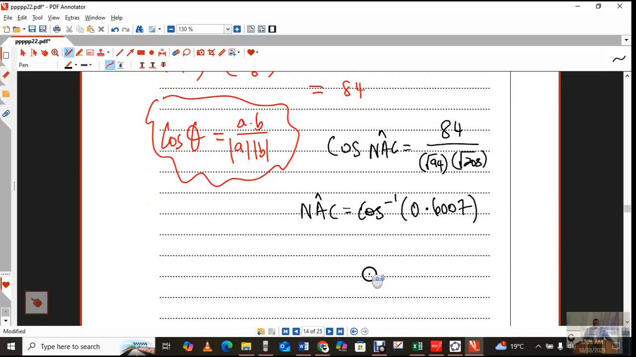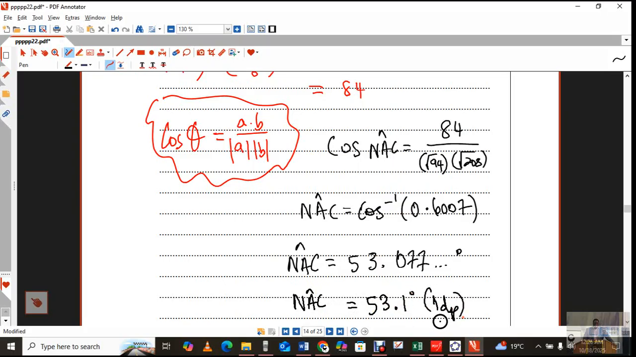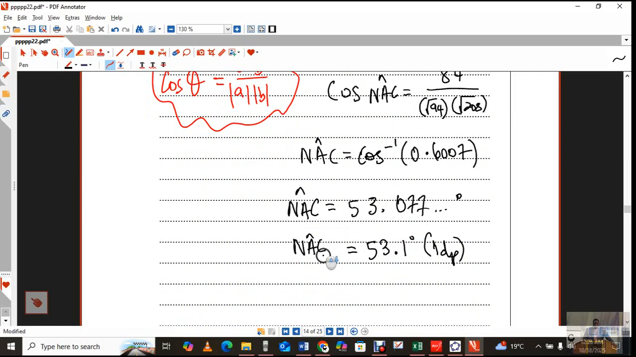Okay, and then that will give you that angle NAC will equal 53.077 and so on degrees. Then to 1 decimal place, the angle is 53.1 degrees. Okay. So that is the solution.